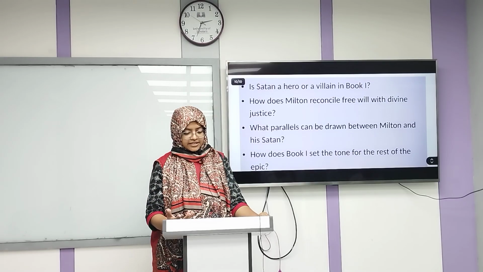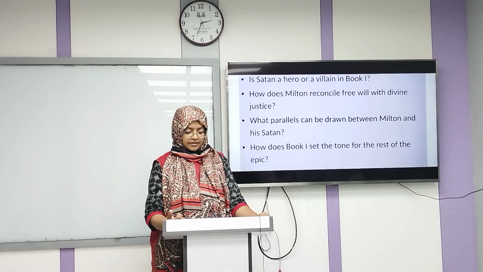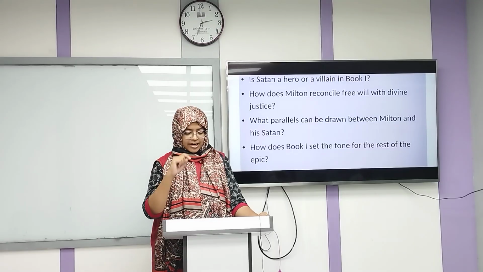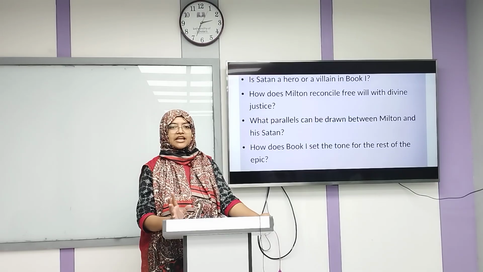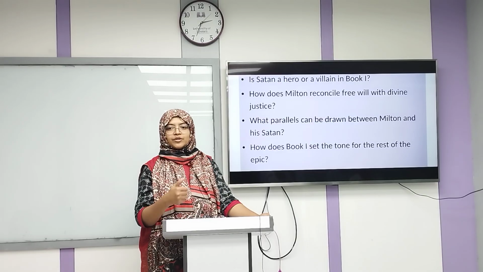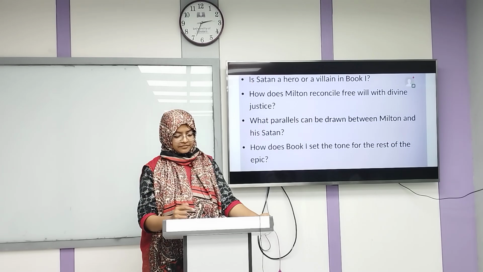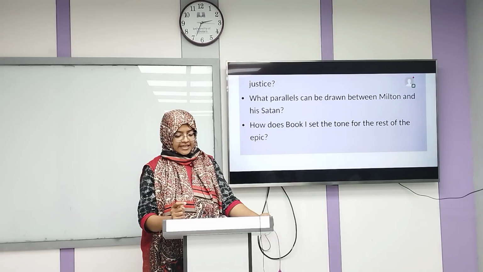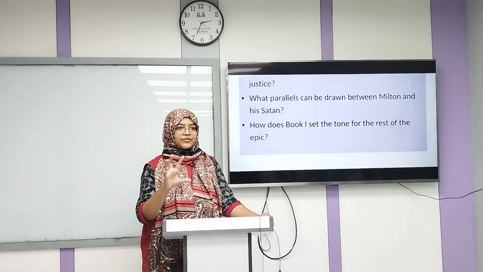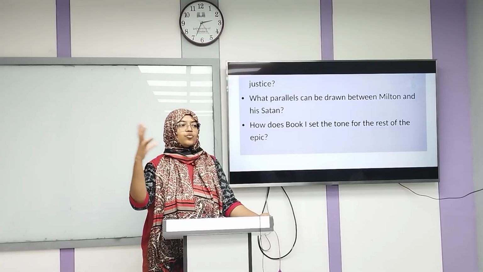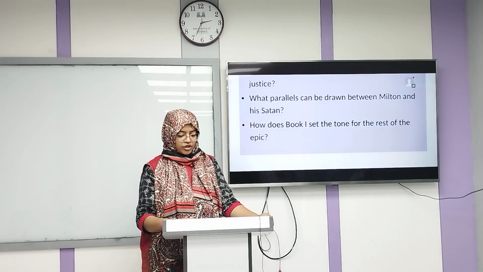How does Milton reconcile free will with divine justice? The next one, what parallels can be drawn between Milton and his Satan? Are there any similarities between the two characters of the poet and the character created by the poet? Also, how does book 1 set the tone for the rest of the epic? We have plenty of hints throughout book 1 of what is to be in the rest of the books, okay? So focus on that too.